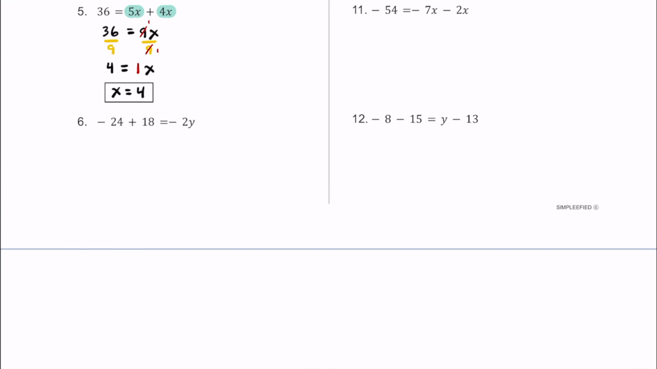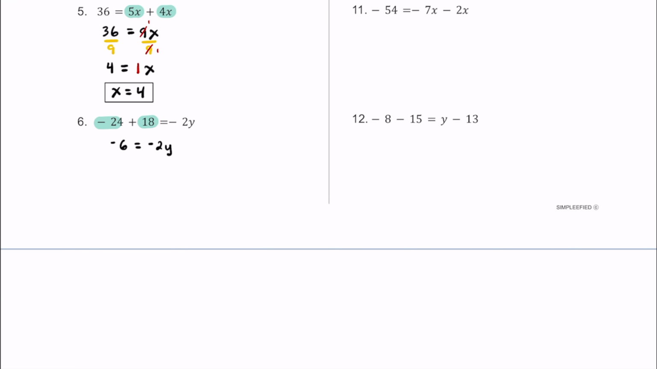For number 6, we have the equation negative 24 plus 18 is equal to negative 2y. On the left side of the equation, we have these two constants of negative 24 and a positive 18. If we add negative 24 and positive 18 together, we're going to get negative 6. So we just went ahead and combined those like terms for our expression on the left. That's going to equal this negative 2y that's on the right side of the equation.